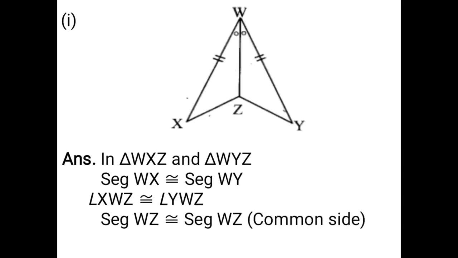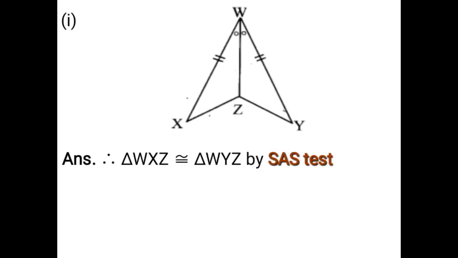Now you have to write the correspondence. XWZ corresponds to YWZ. Therefore, triangle WXZ is congruent to triangle WYZ by side angle side test, which means SAS test. How is it coming? Side angle side test of this figure.